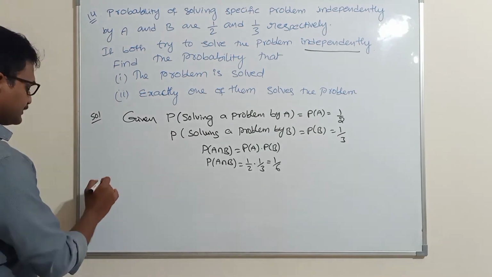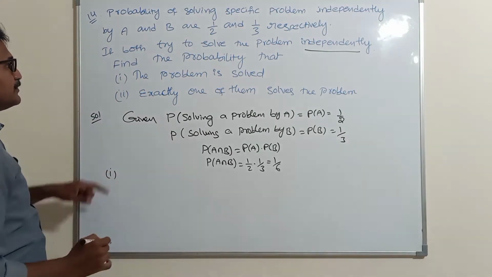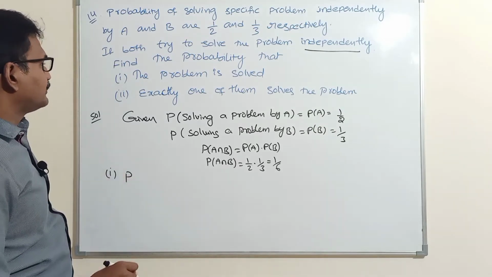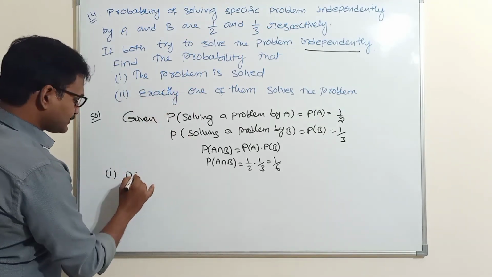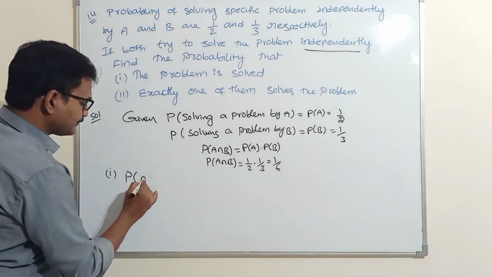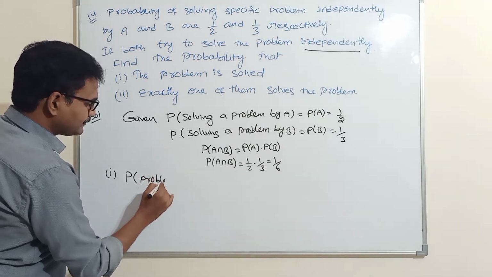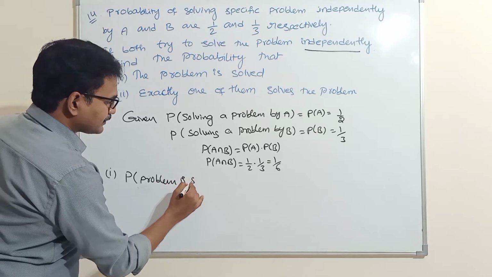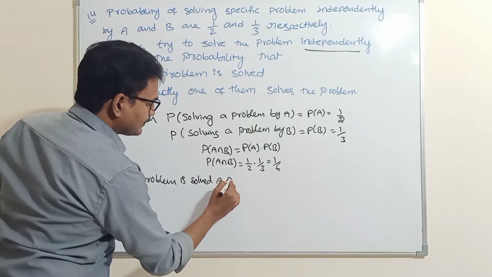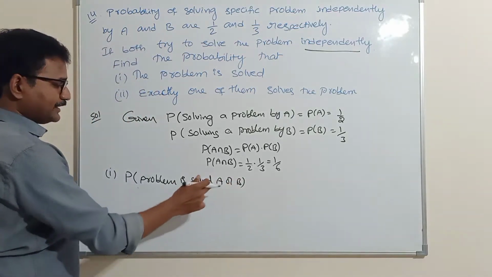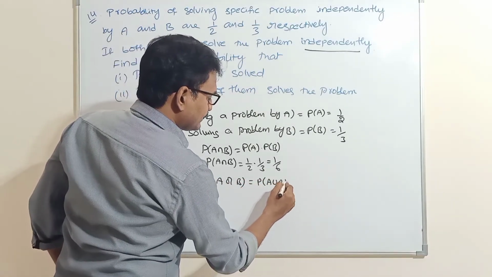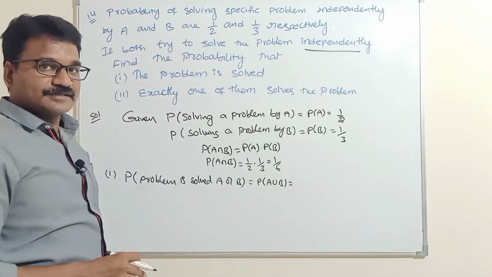Next, first question. Find the probability that the problem is solved. Solved means either A or B, that means P of A or B. Any one of them can solve this problem.